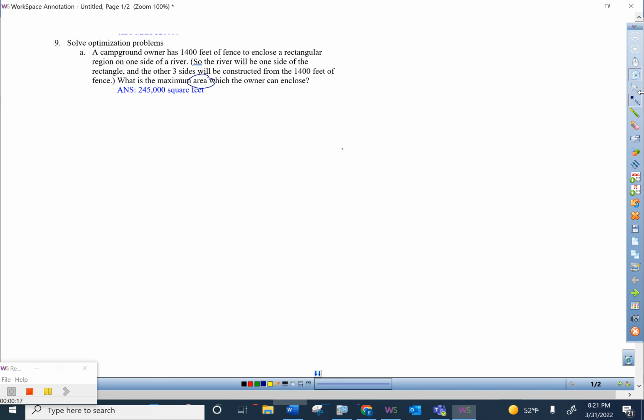Okay, so the goal, this is why it was the optimization. It says what is the maximum area, so area is important there. Okay, but we want to identify any formulas that may be beneficial as we go through here.